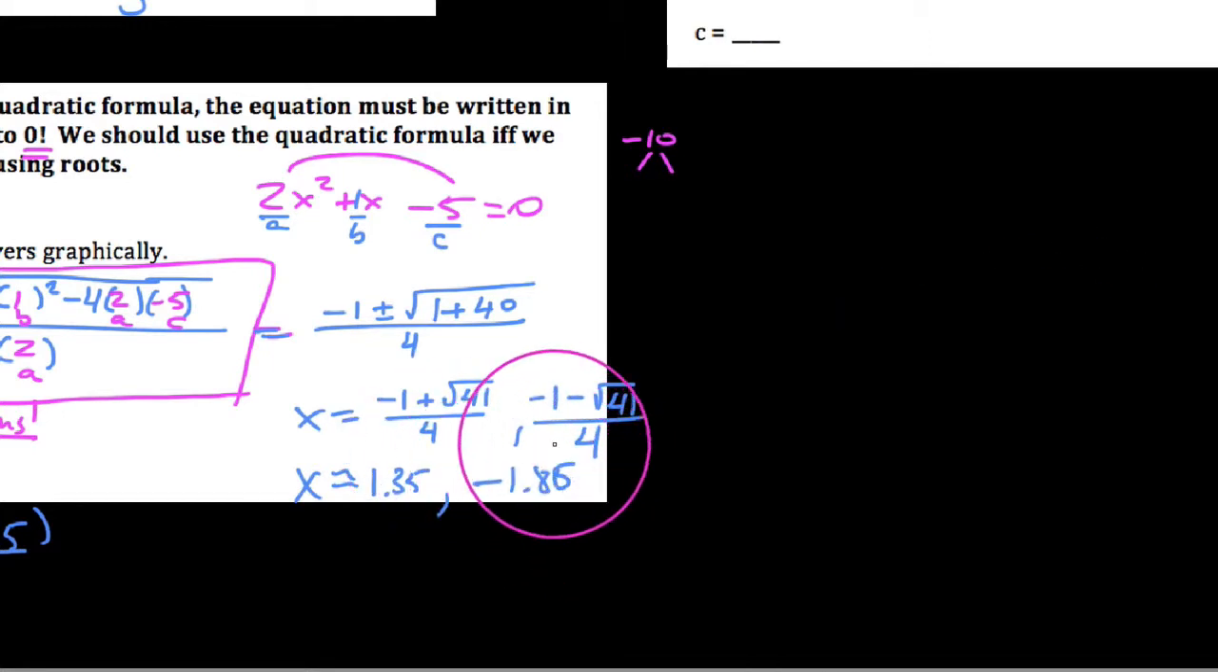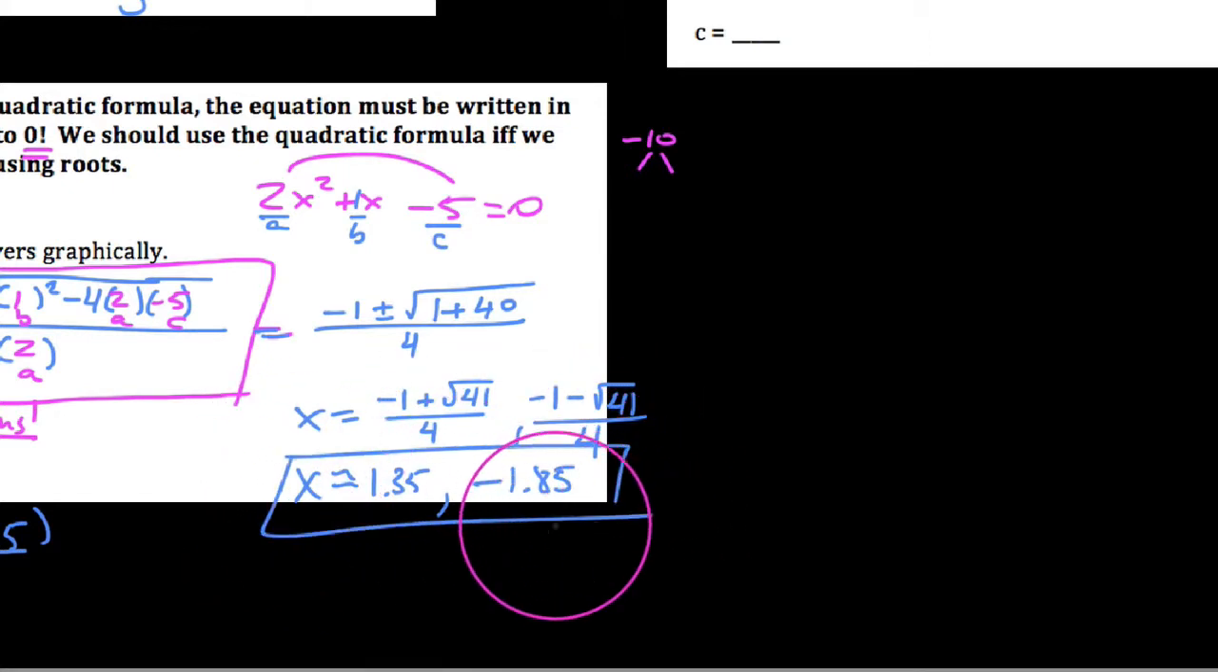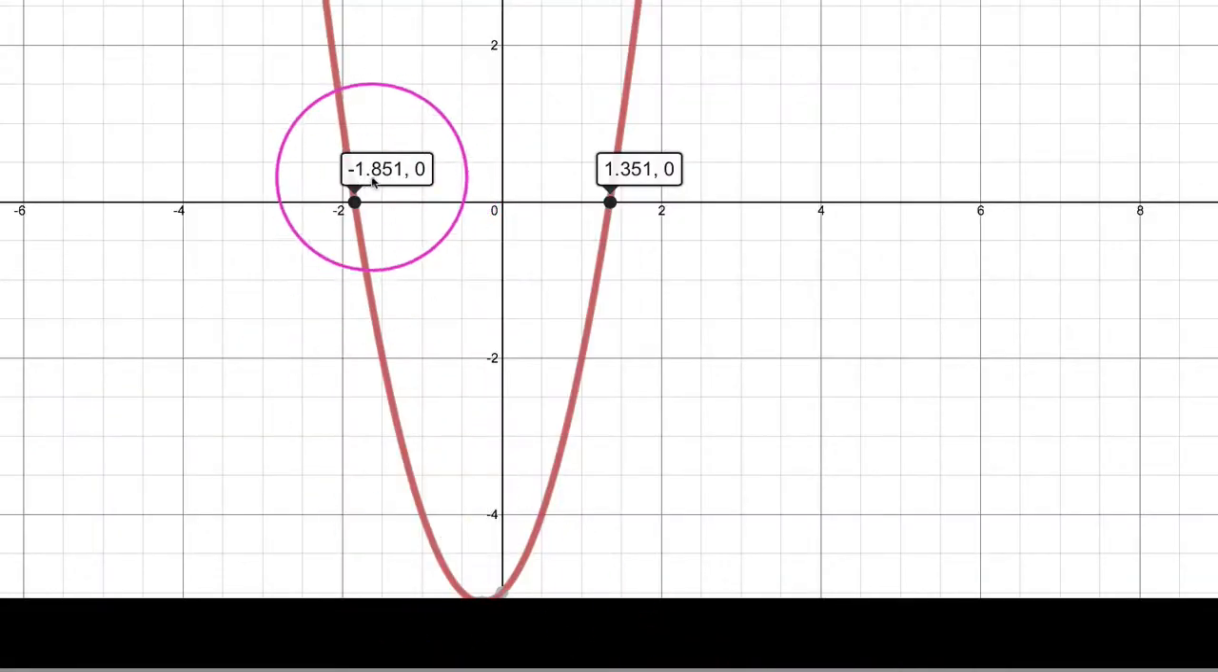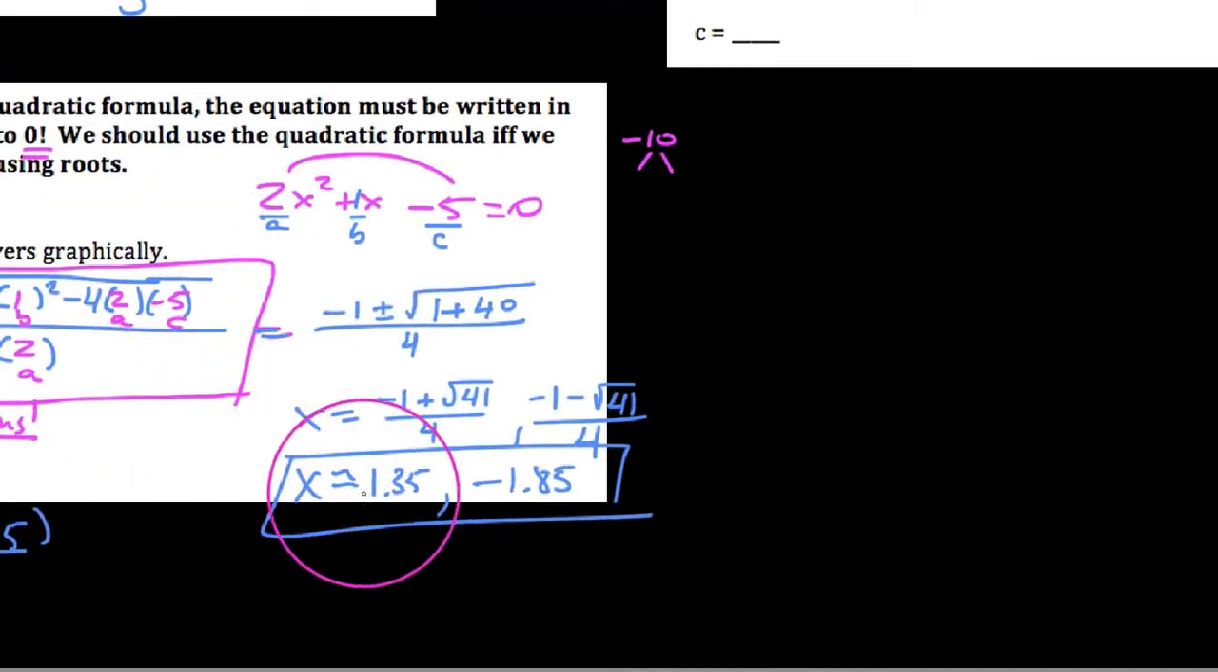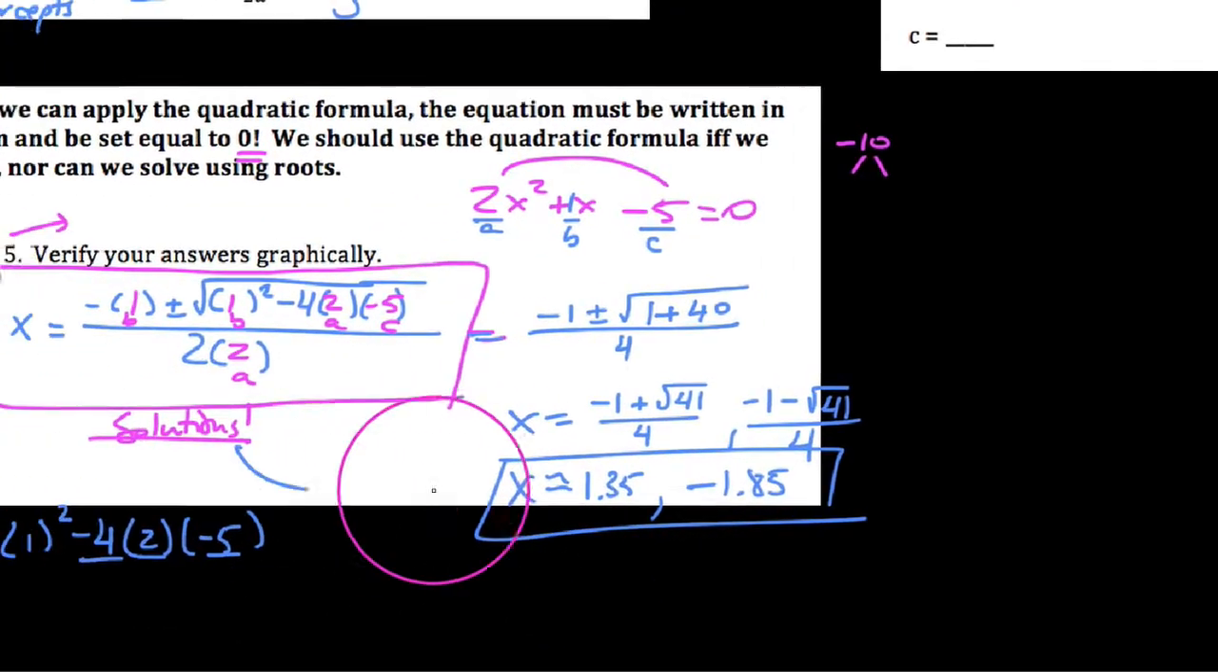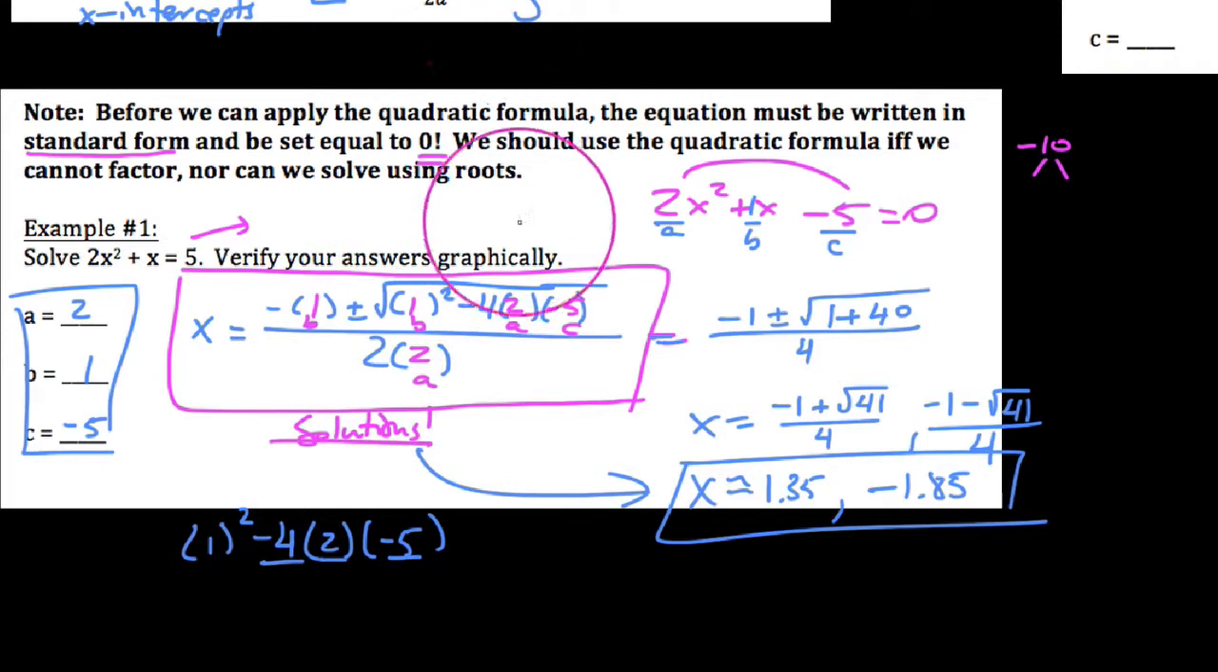Now I want you to remember these numbers right here, because what we just did was solve this in general using the quadratic formula since it didn't factor. I got 1.35 and negative 1.85. And when we go look at the graph of this, I get negative 1.85 and 1.35. So what we were actually finding here were the x-intercepts, or the solutions to this equation. And all we had to do was set it equal to 0 and use the quadratic formula.